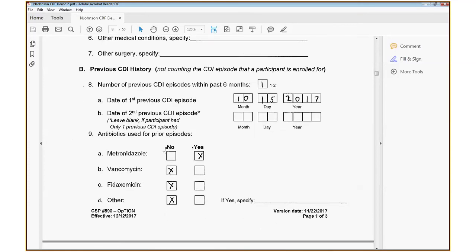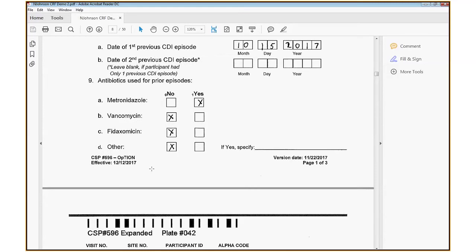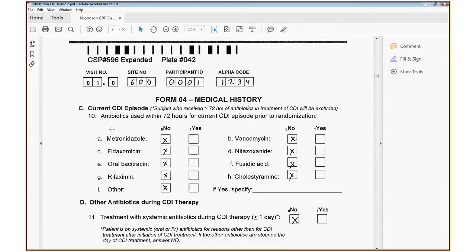You'll list any antibiotics that were used for the prior episode. This does not include any medication that they happened to have taken before they became part of the study, as long as it was under 72 hours. Now, if they did take any medication within the 72 hours before they started to participate in the study, you'll put this information here. Joe did not take any medication. We were able to get to him right away.